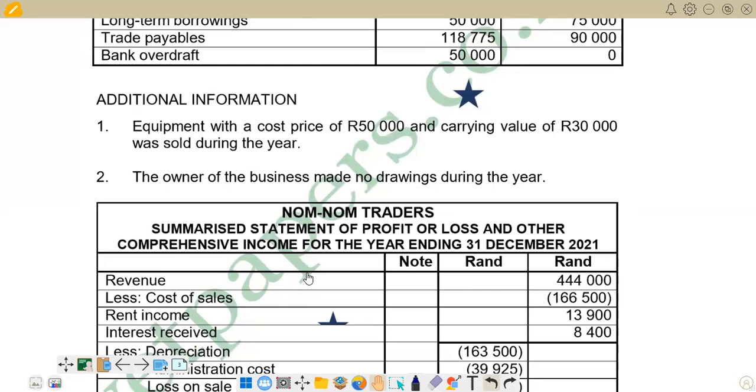We add trade receivables at the beginning of the year. Then we less trade receivables at the end of the year. Then we get the cash inflow for the year. So if you come here, this is our figure for revenue, 444,000. This is our figure for revenue.